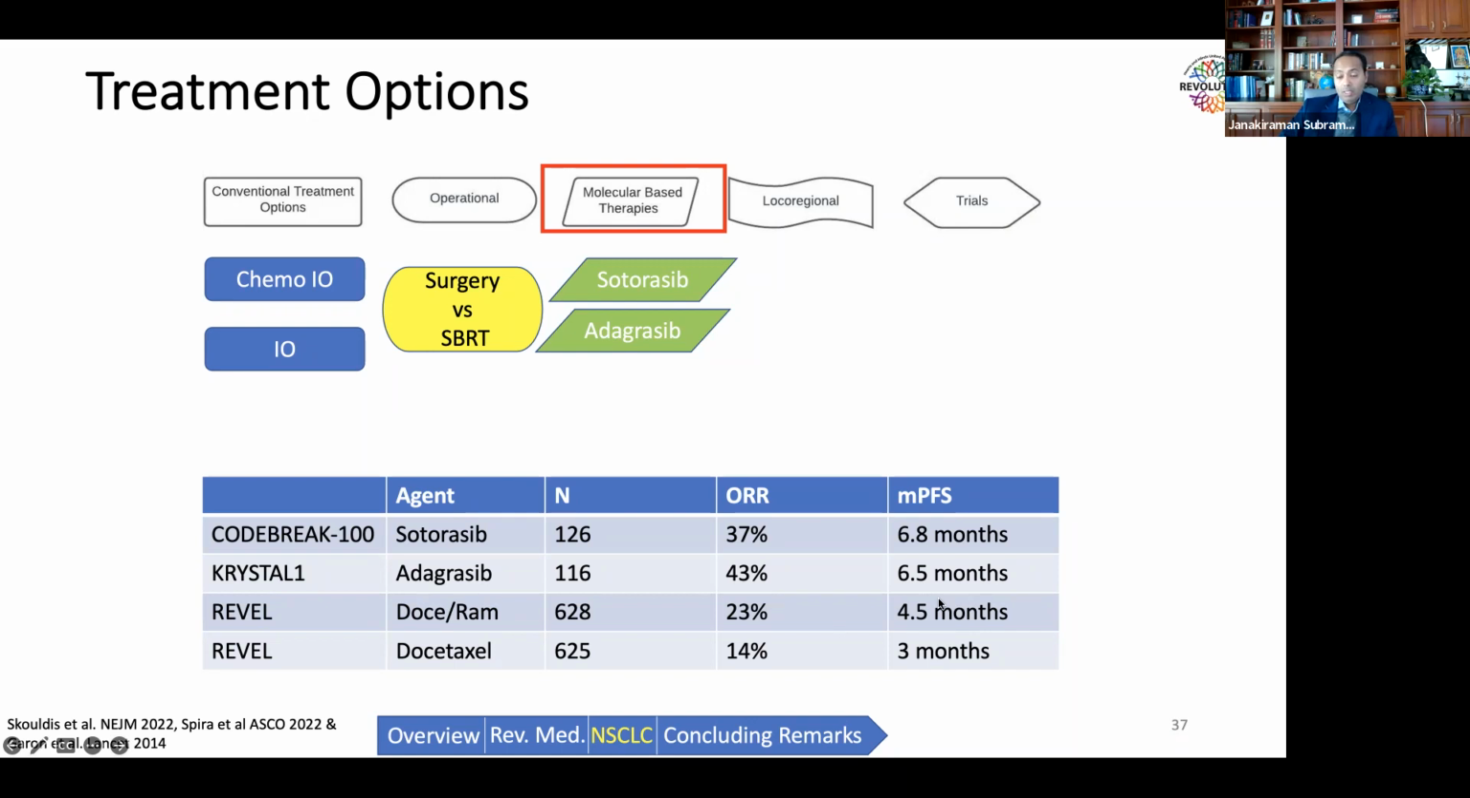So docetaxel, as you can see, was even lesser, 3 months and 14% response rate. So that's where we come from. And we had this poll previously talking about, is this data impressive or not, with sotorasib and adagrasib, which has a median PFS of approximately 6.5 to 7 months, response rates of around 40%. From where we came from, I think this is a big jump. But still, in the overall journey for the cancer patient, this is a small progress. So I agree with the poll results, but this is also significant progress compared to what we had previously.